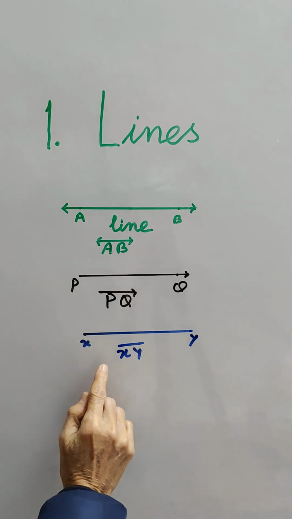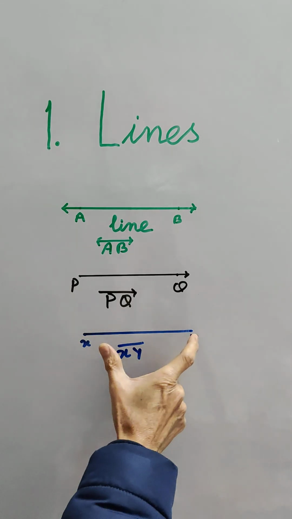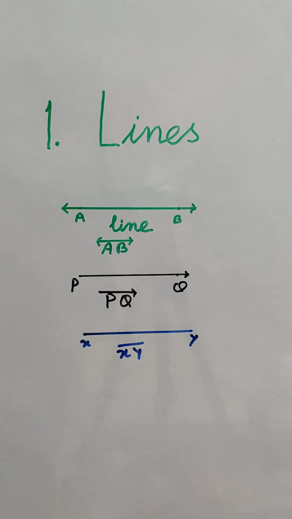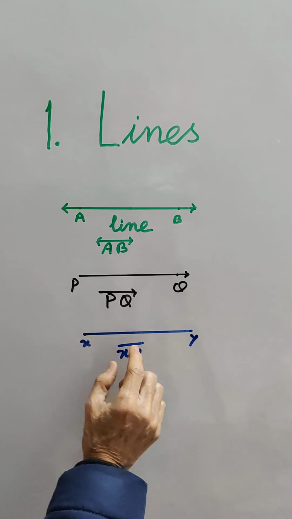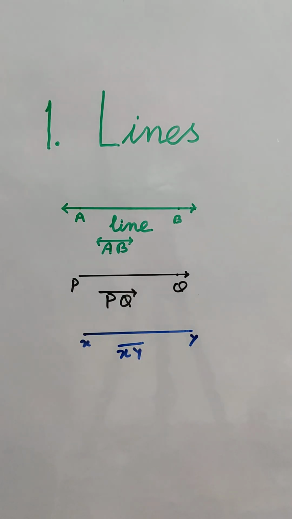Third is line segment. It has limited length. The length of a line segment is limited and it is expressed like this: XY, with a small line over it.